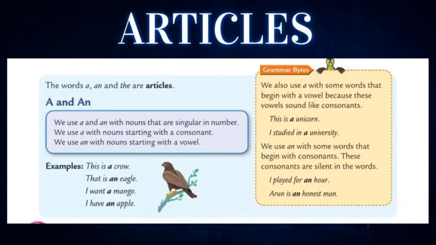And one more thing, when we use an adjective before a noun, we use a or an depending on whether the adjective starts with a vowel or a consonant. It means when we use an adjective before a noun, definitely we get confused whether to use a or an. It depends upon whether the adjective starts with a vowel or a consonant. If an adjective starts with a vowel, we use an. If the adjective starts with a consonant, we should use a.